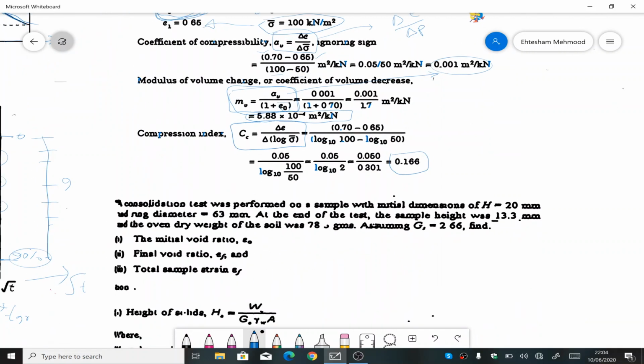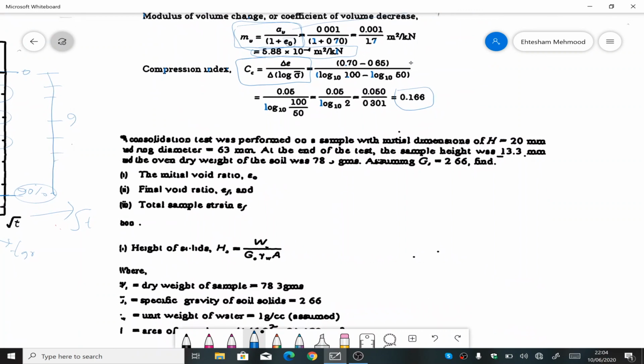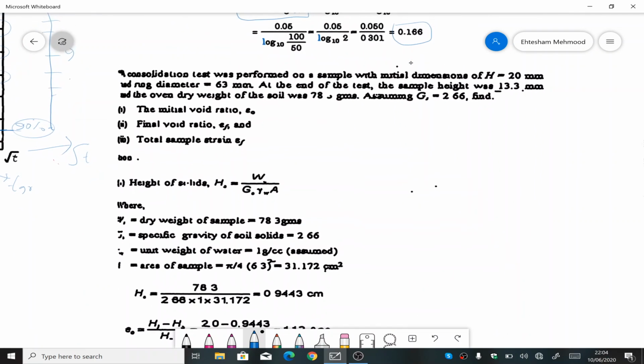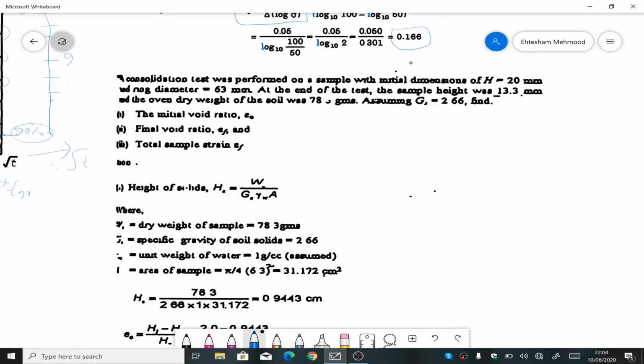So now we move to the second example. It is not very clear in syntax, but I'll try to write it here if anything is ambiguous. It says that a consolidation test was performed on a sample with initial dimension of h equal to 20 millimeter. So this is the initial soil specimen. The initial height of the specimen was 20 millimeter and the diameter was 63 millimeters.